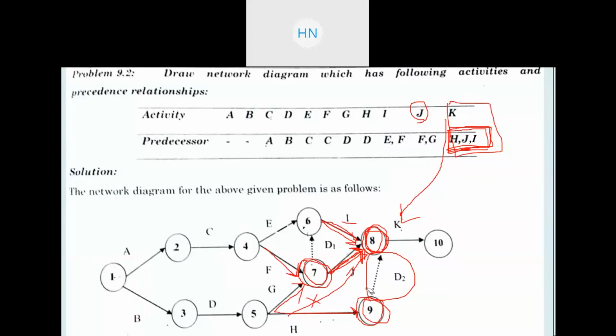So for that purpose, what we are doing is we are adding one dummy activity. So for that we are adding one event number 9, and dummy activity, that is D2, and that will be connected to the event number 8. So I, J and H are predecessors for the activity named K, and after that this is your ending event or ending node, that is event number 10. This is the end node, and this event number 1, that is your starting node.